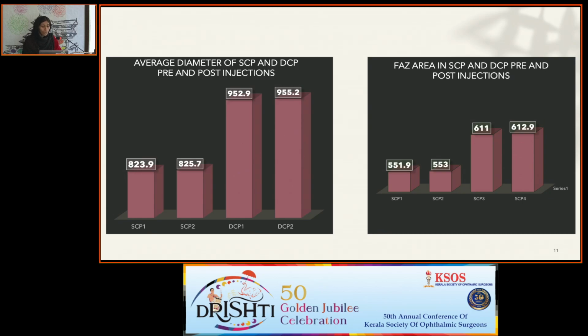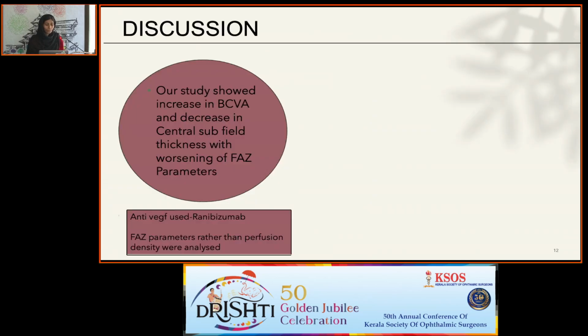And foveal avascular zone area also showed a change from 551.9 to 553, and deep capillary plexus also showed a change from 611 to 612.9. This was also found to be statistically insignificant.